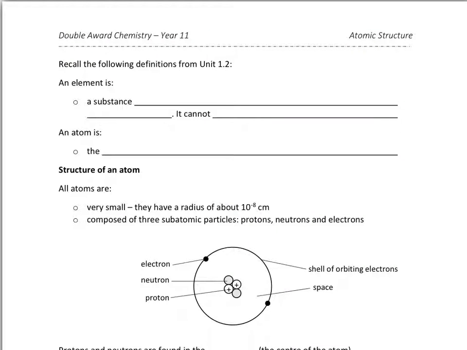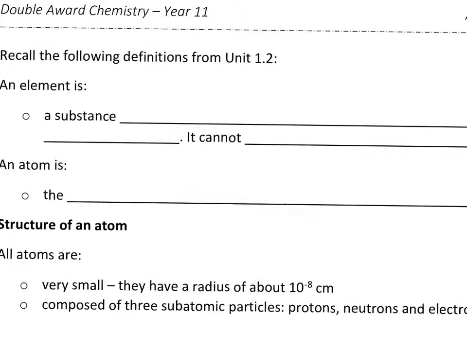So moving on to your second page, we're going to remind ourselves of what an element is and what an atom is to set this topic in context. So what did we say that an element was? Can you remember the definition of it? An element is a substance which... See if you can think what the rest of the sentence is.